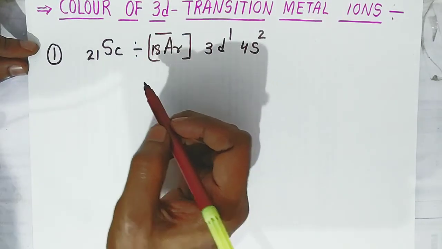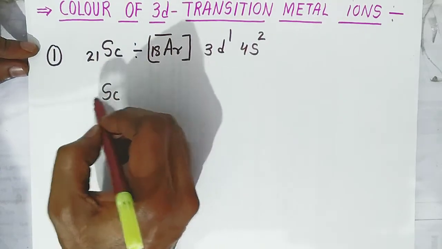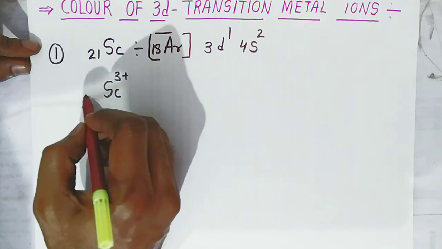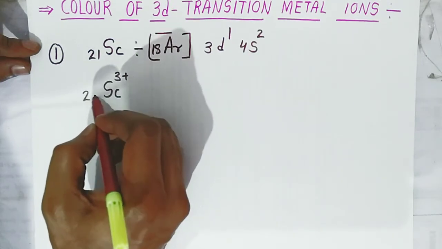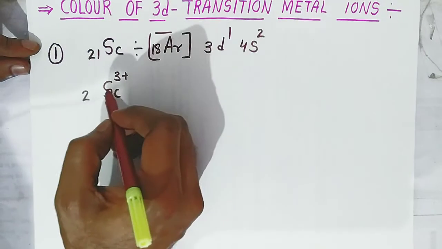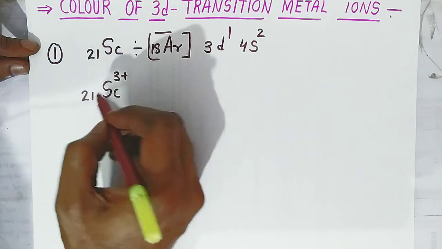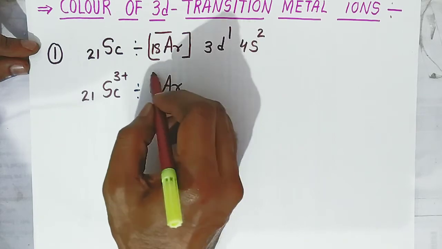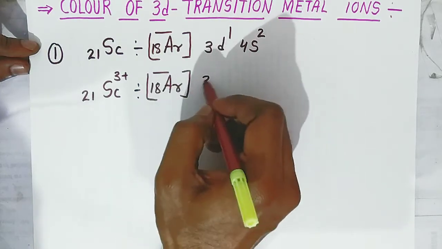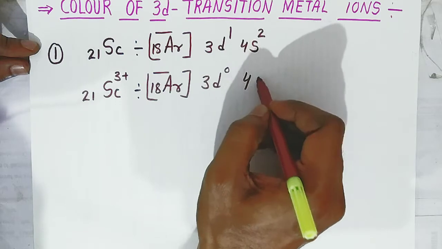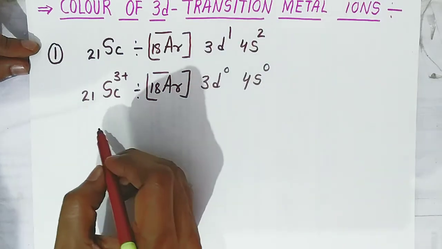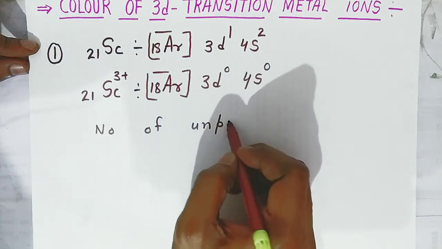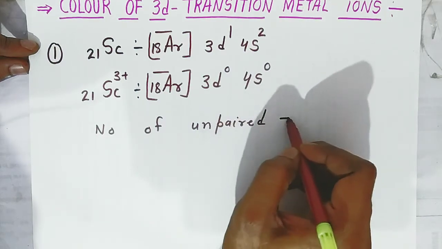Now students, what happens when it forms scandium 3+? That means these 3 electrons will be eliminated. When this element gives these 3 electrons, it forms the scandium 3+ cation. Scandium 21 converts into scandium 3+, that means argon 18, 3d0 and 4s0. This orbital also has 0 electrons. That means the number of unpaired electrons, that is, single electrons, is 0.